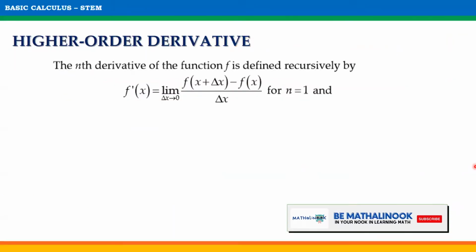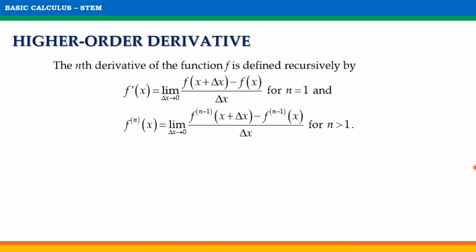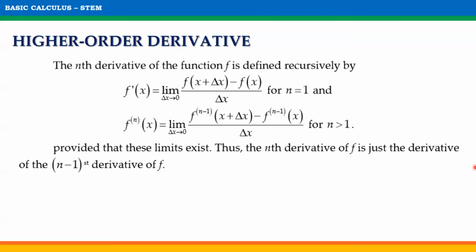Thus, we can define the higher order derivative as follows: the nth derivative of the function f is defined recursively by f prime of x, which is equal to the limit of f of x plus delta x minus f of x over delta x as delta x approaches 0, for n equals 1, and the nth derivative of f of x is equal to the limit of the n minus 1 derivative of f of x plus delta x minus the n minus 1 derivative of f of x, all over delta x as delta x approaches 0, for n greater than 1, provided that these limits exist.